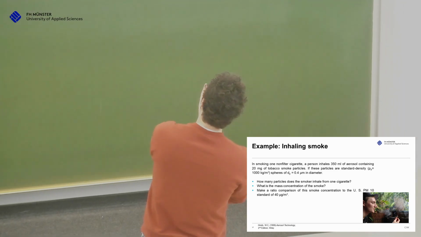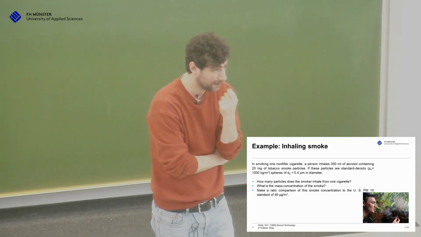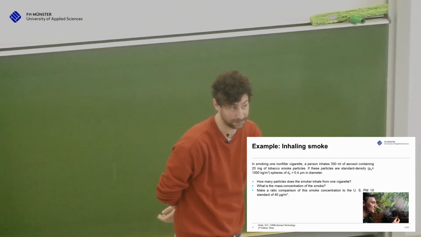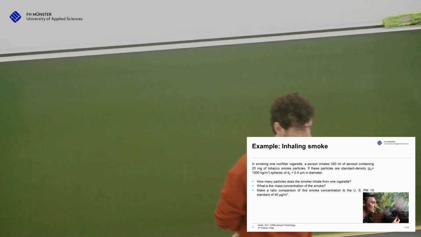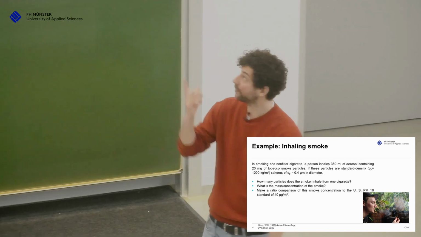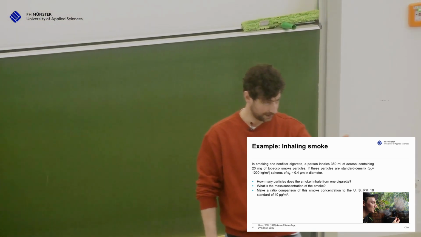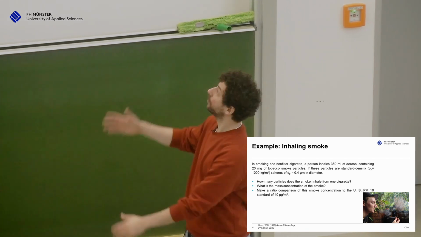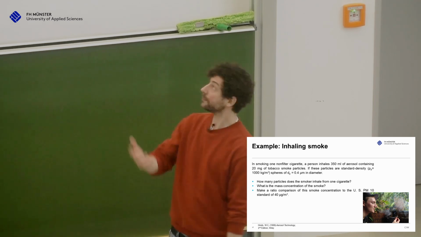Okay, so you have some numbers, right? A person inhales 350 milliliters. So when you're smoking, you inhale, and in these 350 milliliters are 20 milligrams of particles, just by weight, okay? So if you smoke, you inhale 20 milligrams. And these particles have a density and a size. These are the four pieces of information you have. And with these, I would like to know the mass concentration of the smoke, okay?